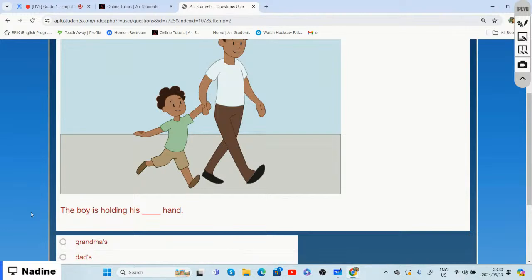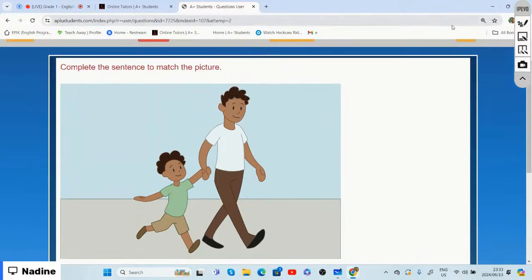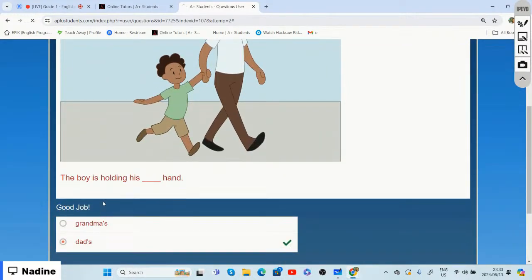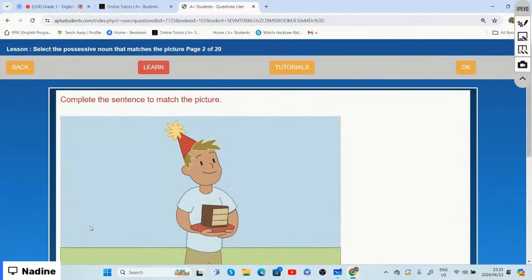All right, if we were to choose the correct option, then yes, we can say the boy is holding his dad's hand, which is the second option. So well done, he's holding his dad's hand. Dad's is correct.